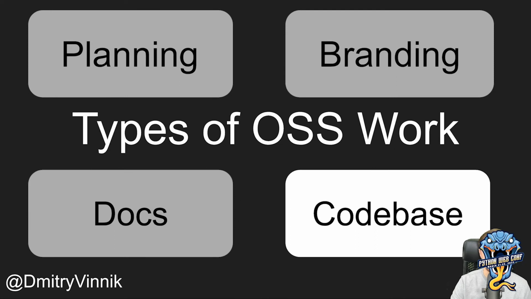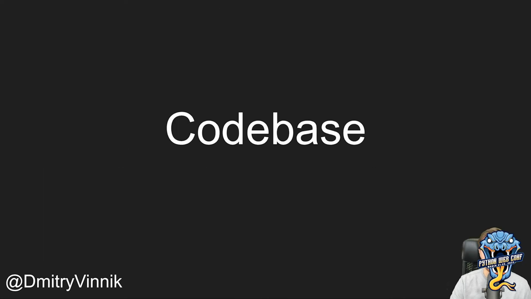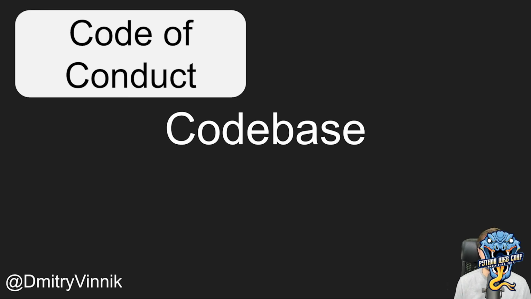The last part of open source work that I want to cover is the code base. The important things to mention are the code of conduct. You want to make sure that your community has a code of conduct established that guides how the community behaves, how you deal with bad actors, how you navigate some conflicts, or what you establish as the environment in your project. And there are lots of great examples of where to grab the code of conduct from.